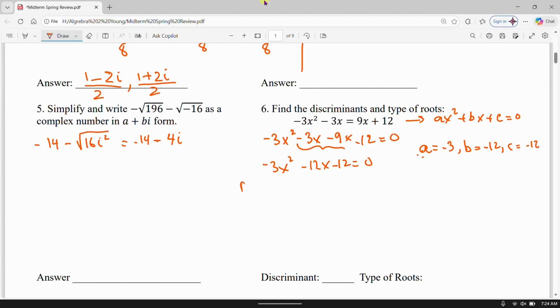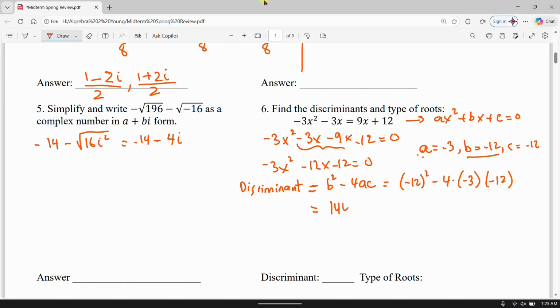The discriminant is b squared minus 4ac. So what is b? Negative 12. So keep the negative 12 in the bracket, minus 4 times negative 3. Every time you have a negative number, keep them in the bracket. Okay, that may be the best tip that I can give you.